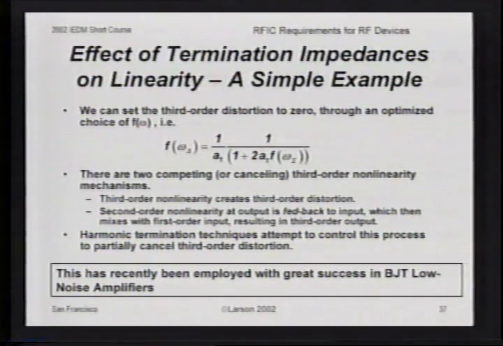So what we try to do is we try to control the second-order term. We sort of use jujitsu on it. We try to use the second-order term to precisely come in and cancel the third-order term. And if the device characteristics are sufficiently well known, this is in fact possible. And in fact, it's been employed with great success recently in bipolar transistor amplifiers, which I'll show you in just a second.